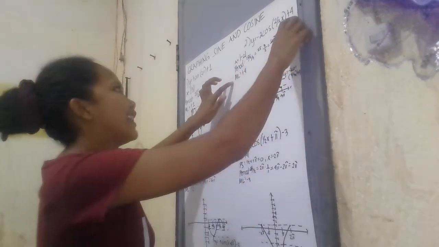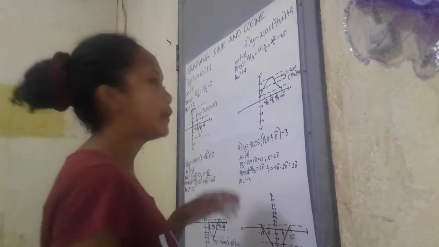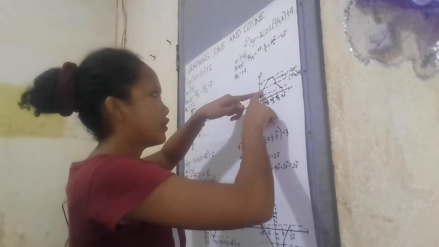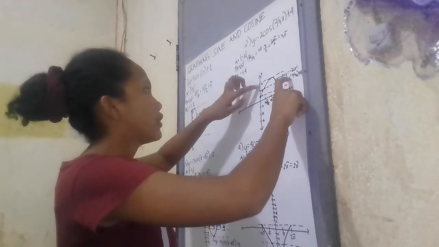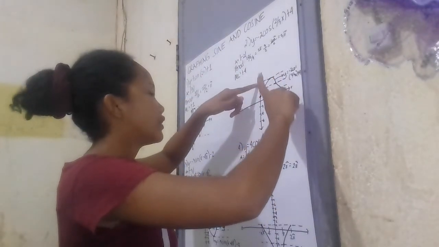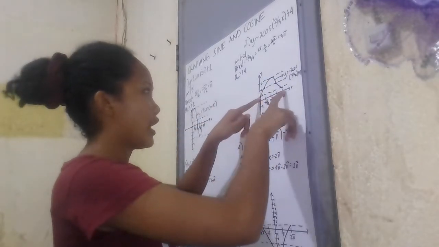Then our middle line is positive 4. So to plot it, we get positive 4 as our middle line. Then add 2, so we get 6. 4 plus 2 is equal to 6. Then 4 minus 2 is equal to 2 again.